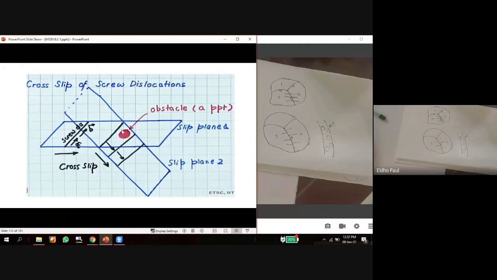In case of cross slip of a screw dislocation, we can see two slip planes here. This one is slip plane one, and the slanting one is slip plane two. Okay, and here this is one screw dislocation, and the Burgers vector of the screw dislocation is along this line, and the movement of the screw dislocation is in this direction.